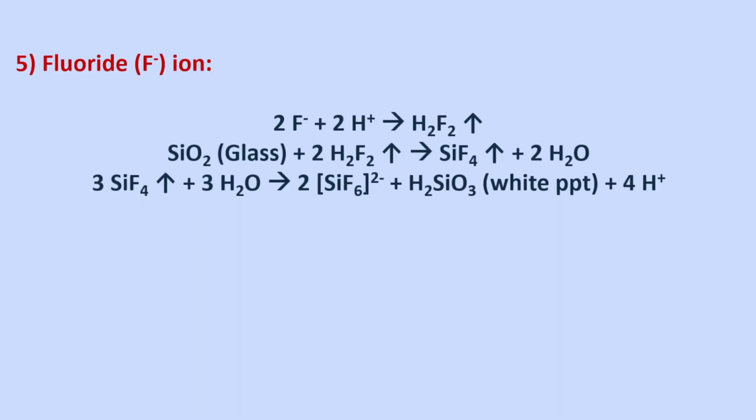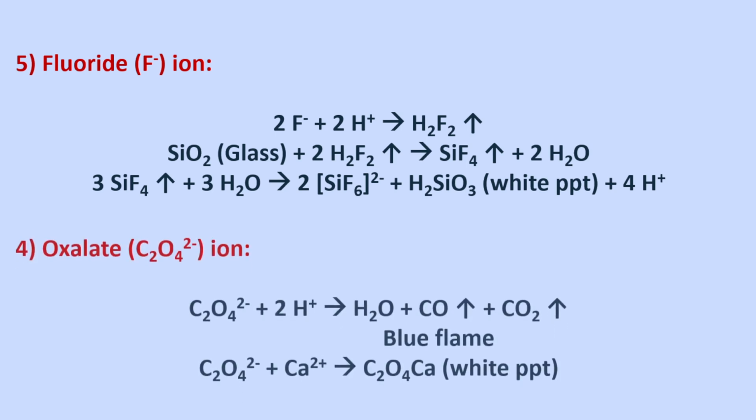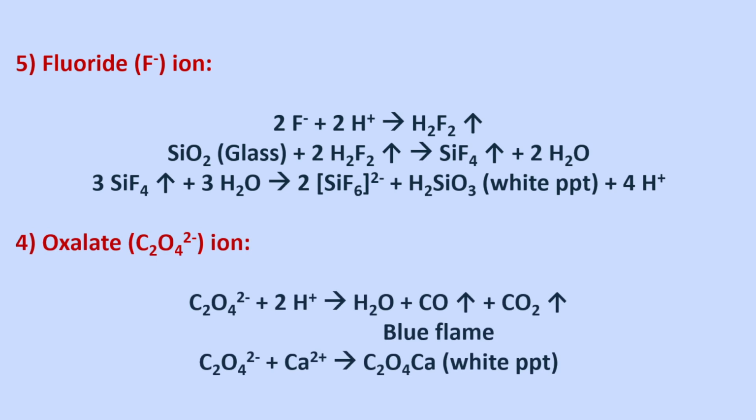A fluoride ion produces highly corrosive hydrofluoric gas, which immediately reacts with and corrodes the glass of the test tube, forming silicon tetrafluoride. This later forms a white precipitate of Na2SiO3. An oxalate ion, when treated with acid, produces carbon monoxide gas that burns with a blue flame. Oxalate ion also turns calcium chloride solution milky due to the formation of calcium oxalate.